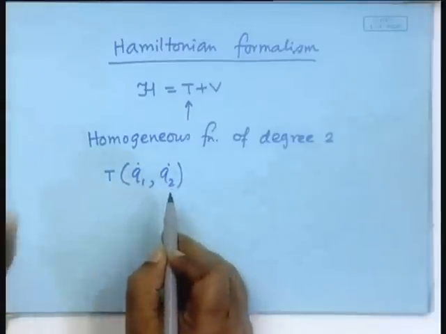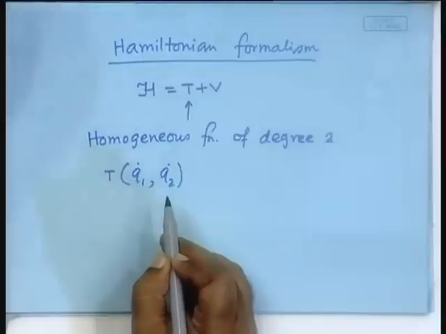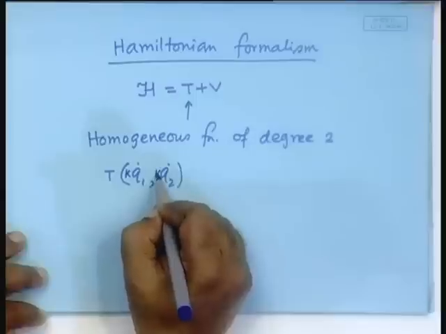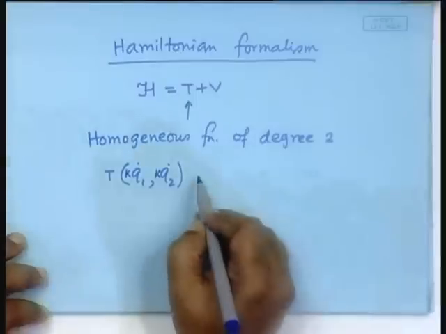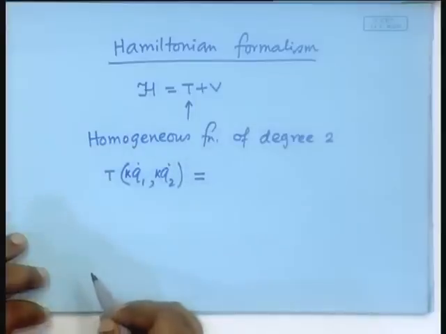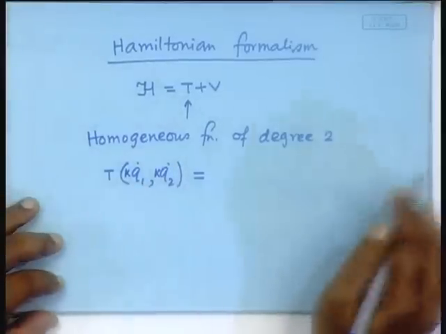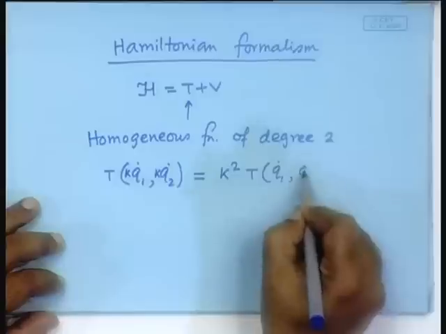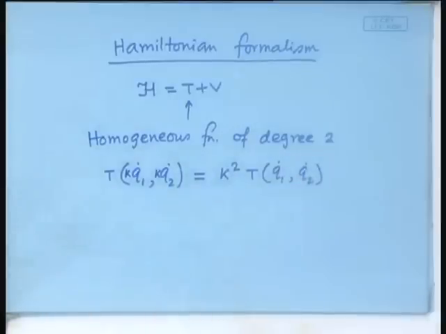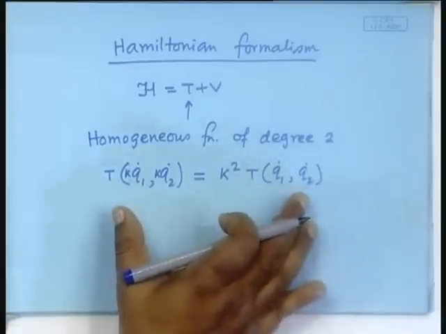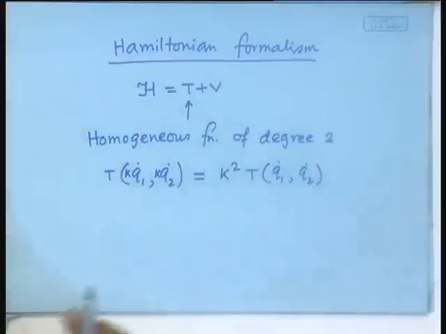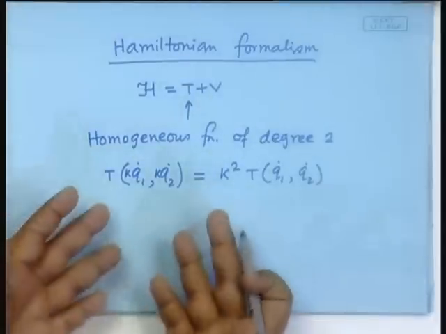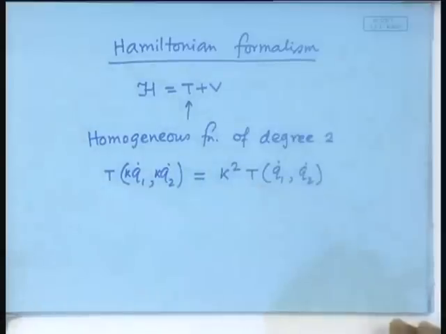It is that kind of a function so that if I multiply q1 dot and q2 dot both by some number k, that means I just scale it up or down by some number k, then yes, T will be reflected as k square times T, right. So, any function that obeys this property is called a homogeneous function of degree 2. And there are some mathematical rules that these homogeneous functions of degree 2 follow, and we will use that.